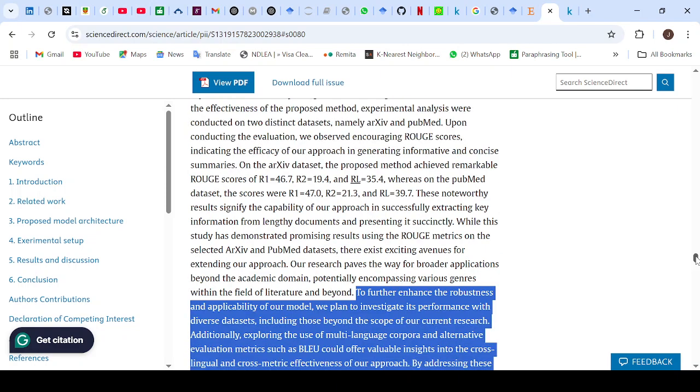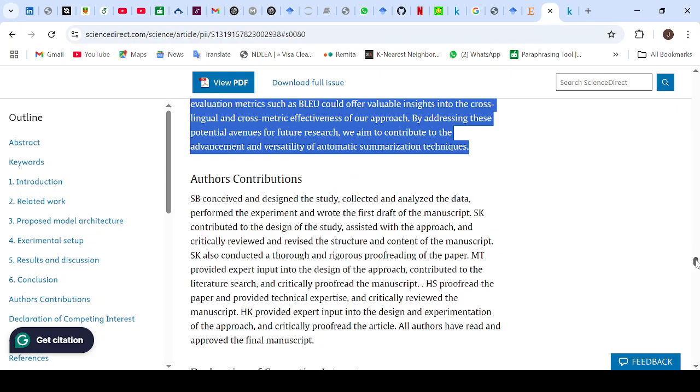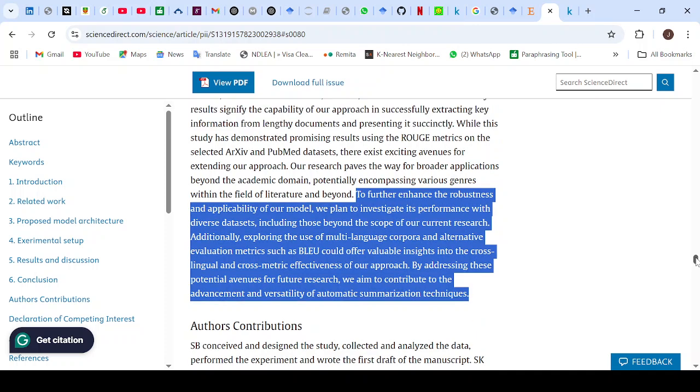So now when you move down further, you see where they describe what they could not do, which is the gap. They say to further enhance the robustness and applicability of our model, we plan to investigate its performance with diverse datasets, including those beyond the scope of our current research.